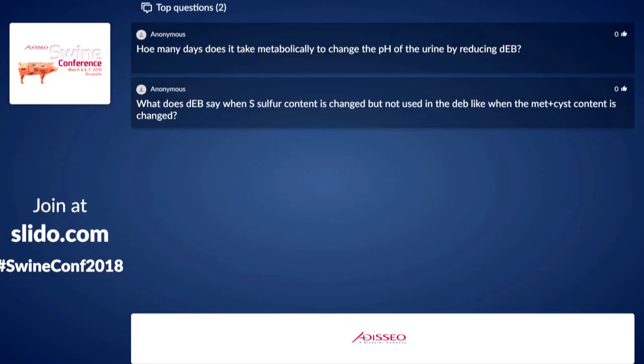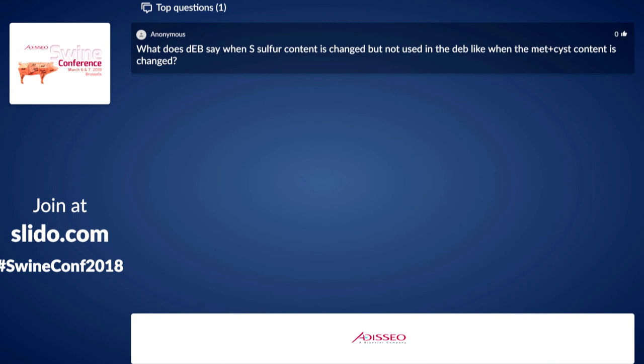The next question is: how many days does it take to change the pH of the urine by reducing the DAB? Good question. I would say that it can be very rapid, because it's very reactive. If there is an acid load in the body, the animal reacts very, very rapidly. But I'm not able to answer if it's 5 hours or 2 days, so I prefer to limit my answer. It's a rapid, very reactive reaction.